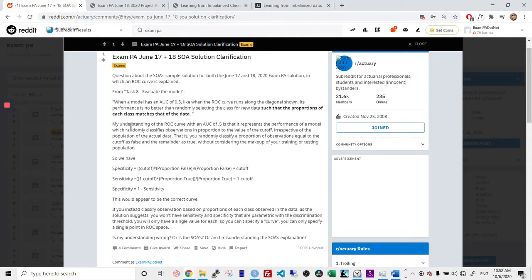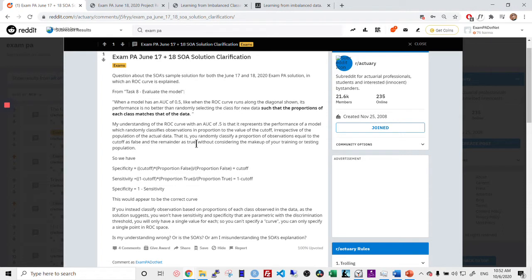You say, my understanding of the ROC curve with AUC of 0.5 is that it represents the performance of a model which randomly classifies observations in proportion to the value of the cutoff, irrespective of the proportion of the actual data. So that is saying that you randomly classify a proportion of observations equal to the cutoff as false and the remainder as true.